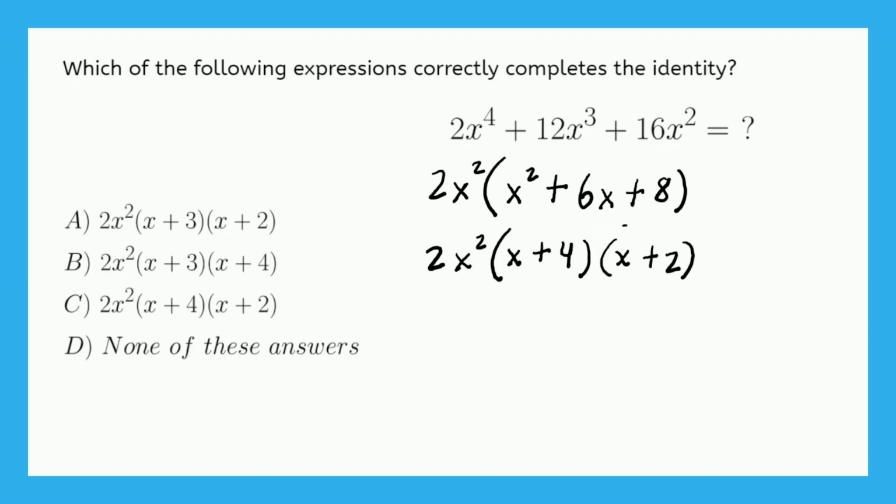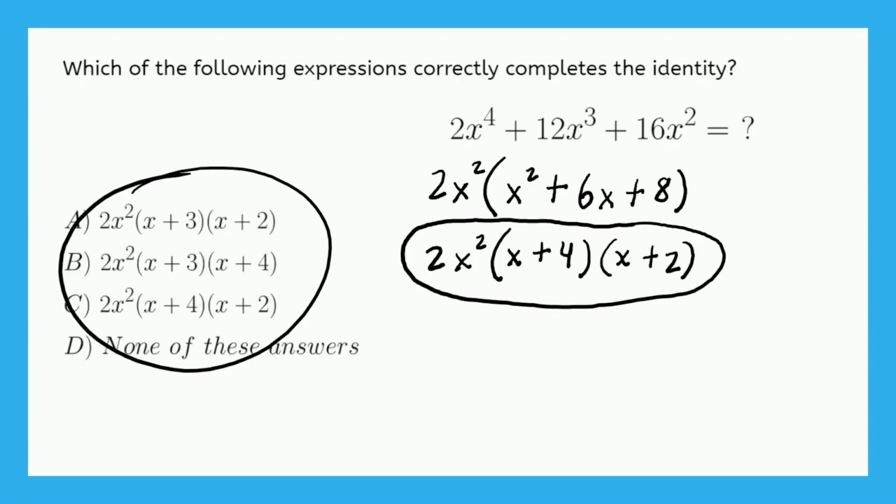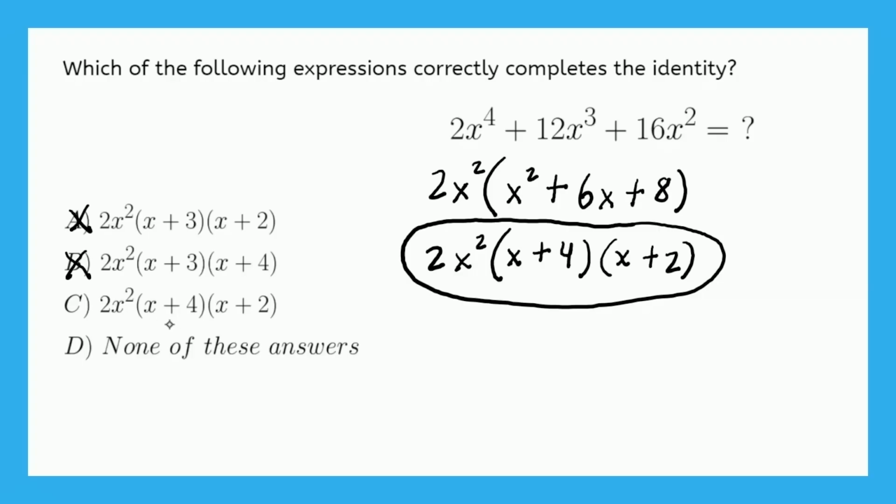Now let's see if what we have right here is the same as any of these options. Looks like they all are pretty similar to what we have, but this has x plus 3, while ours has x plus 4, so the answer is not going to be A. Let's see, B has 2x squared, x plus 3, x plus 4, but we need this to be x plus 2, so not B. Let's see if option C is the answer. 2x squared, good, x plus 4, good, and x plus 2, good. So C is the answer, which means that D will not be the answer.